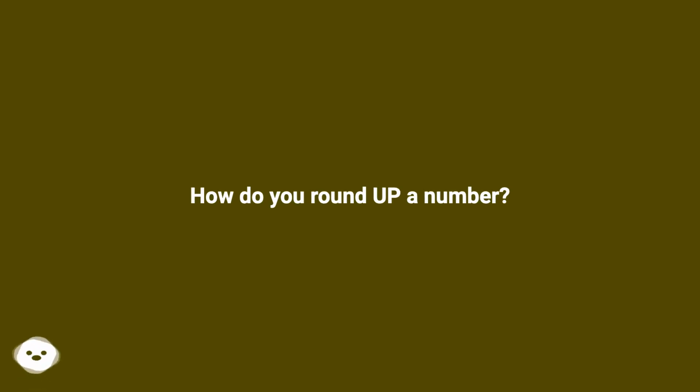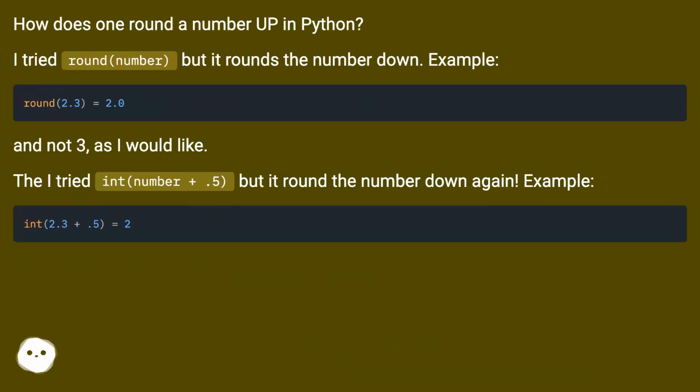How do you round up a number? How does one round a number up in Python? I tried round(number) but it rounds the number down. Example. And not 3, as I would like. Yeah, I tried int(number + .5), but it rounds the number down again. Example.